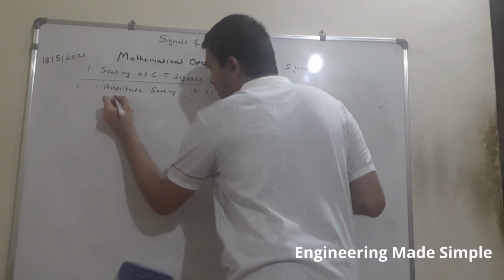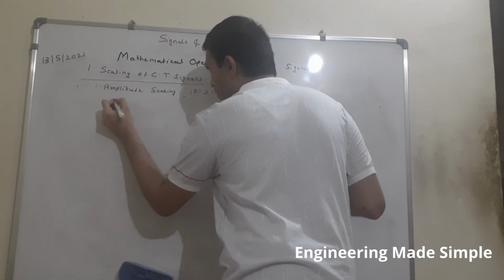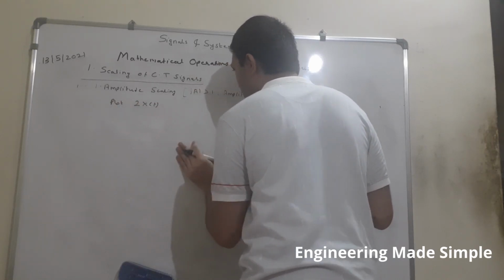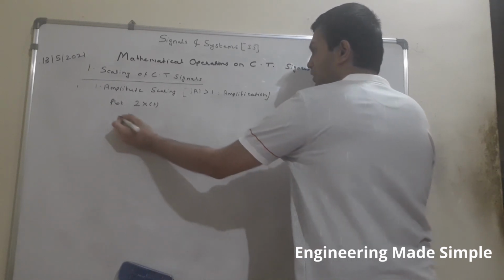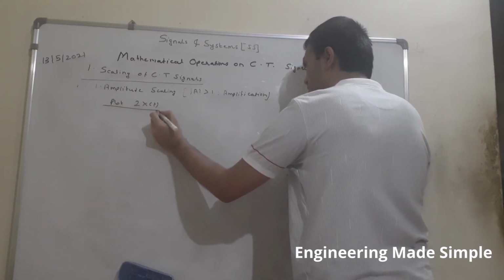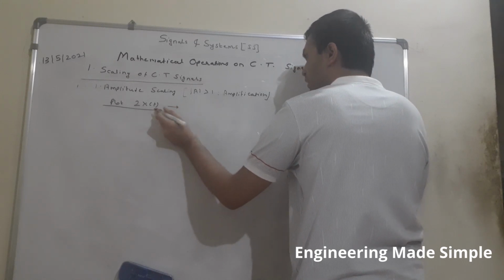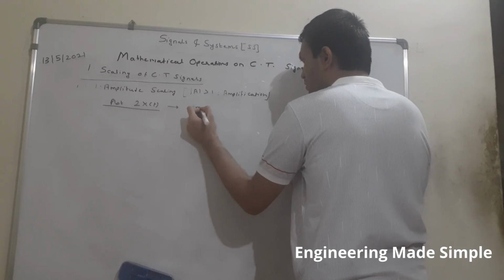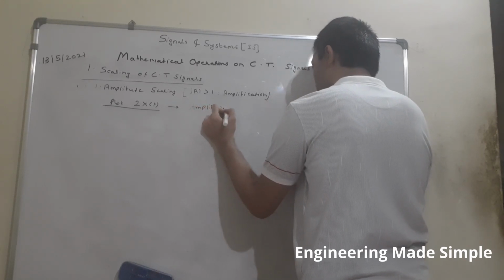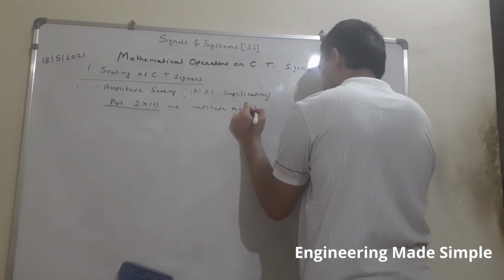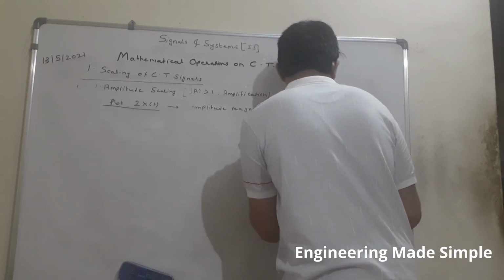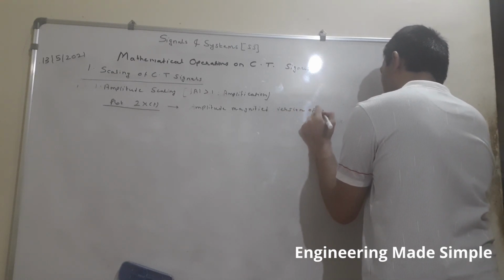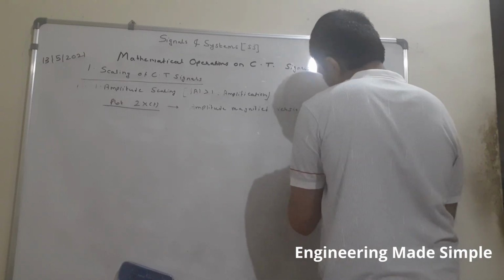Now I want to plot a signal which is 2 into x of t. Understand, x of t I had defined earlier, the plot which I had shown. Now we are supposed to find 2x of t, and it will give me the amplitude magnified version of x of t. Now understand this thing over here.